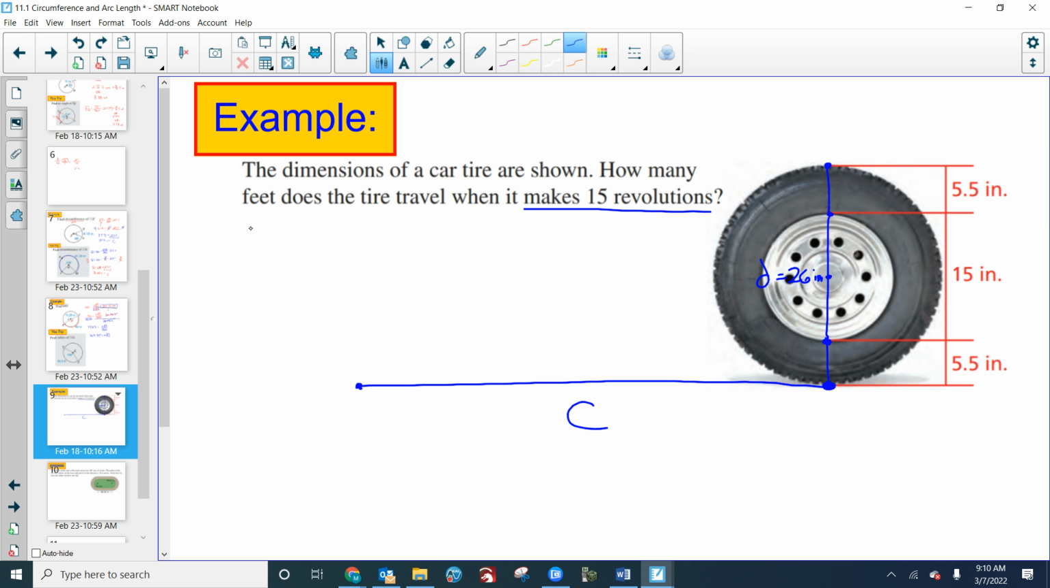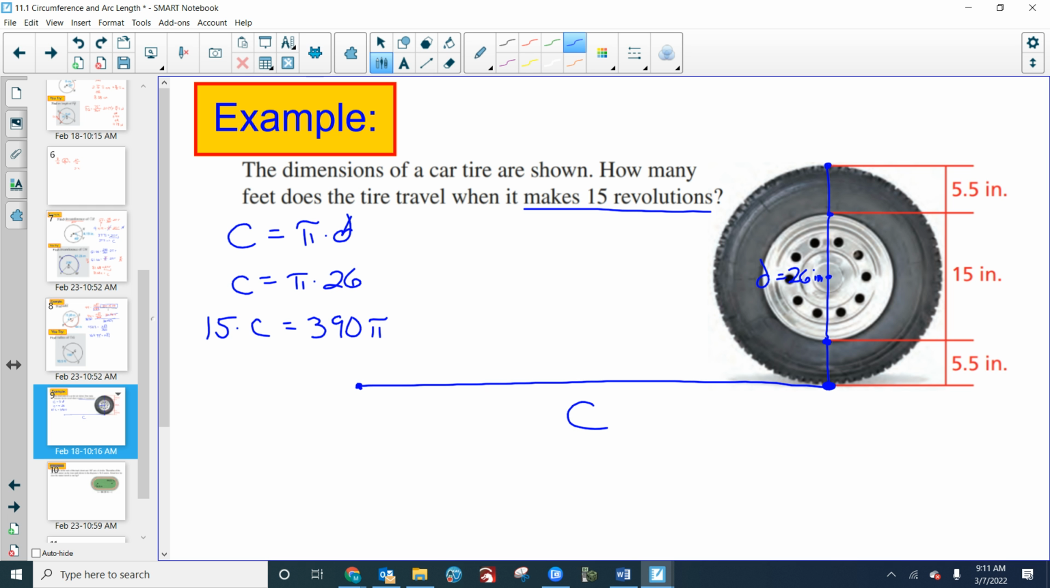So C. Is it better to use pi d or 2 pi r in this case? Pi d. Pi times d. Pi times 26. So we're going to multiply that by what? We don't want just one of those. We want 15 circumferences. So if I multiply 15 on the left side, I multiply 15 on the right side. 26 times 15 is 390 pi.